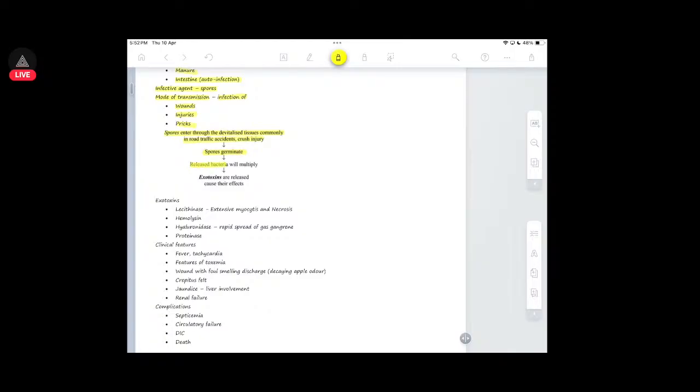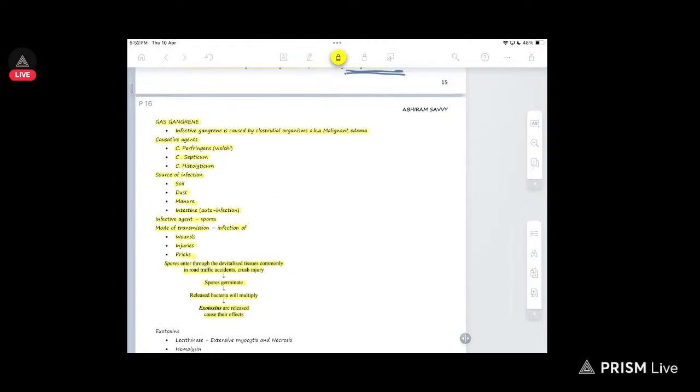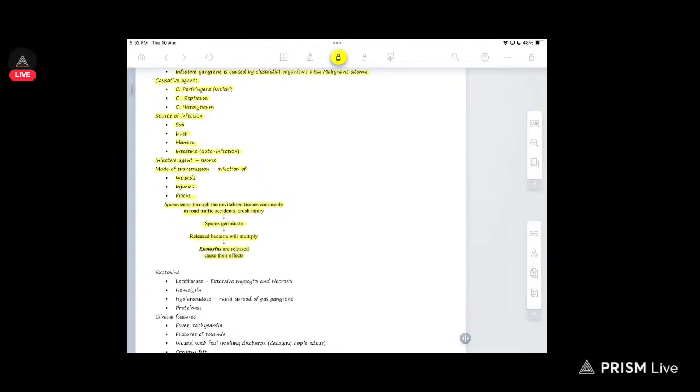They germinate and release bacteria, which will multiply, and exotoxins are released, which cause their effects, which is gas gangrene, malignant edema. It's also called malignant edema.